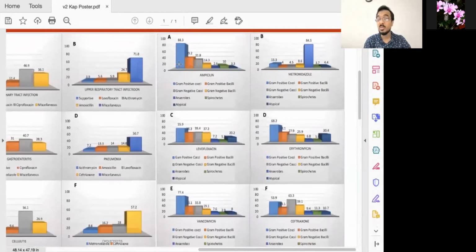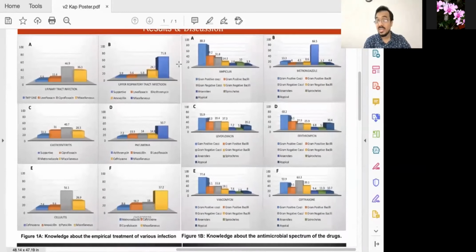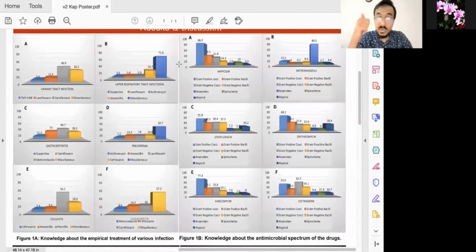As far as the conclusion is concerned, we all need to improve ourselves towards a better knowledge of antimicrobials and antimicrobial resistance, because this is an emerging concern. Thank you so much.